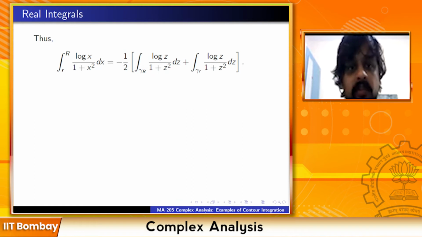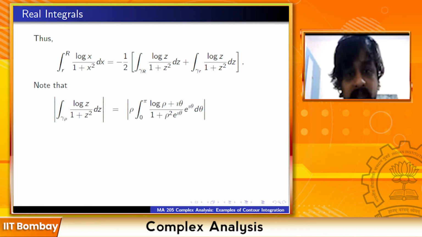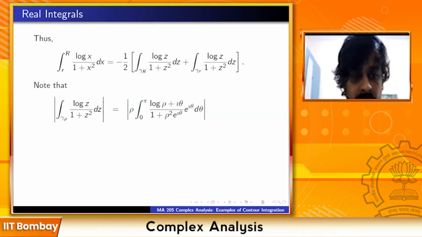Just substituting the values that we know. Now we need to make some estimates once again. Again, it's going to be some kind of ML inequality. So I want to estimate these. Suppose I have the modulus of the integral of log z dz upon 1 plus z square along gamma rho. Rho is some positive real number, and gamma rho is the upper circle of radius rho. I don't want to take little r or capital R because they are already being used. I just take any real number rho and make some estimates.